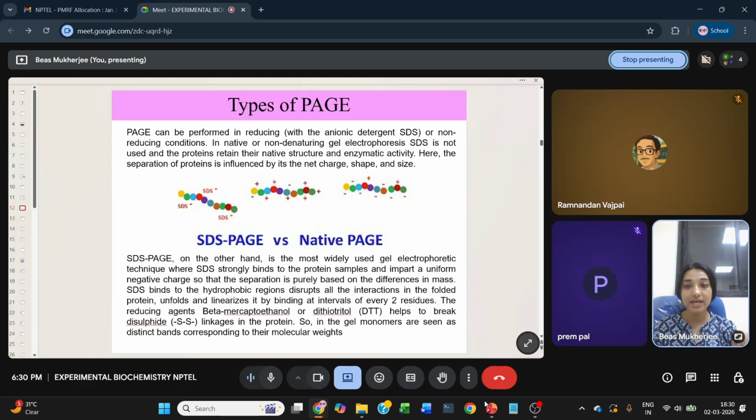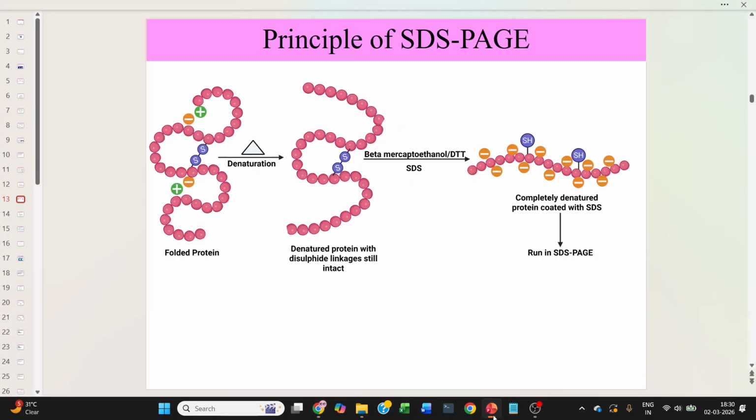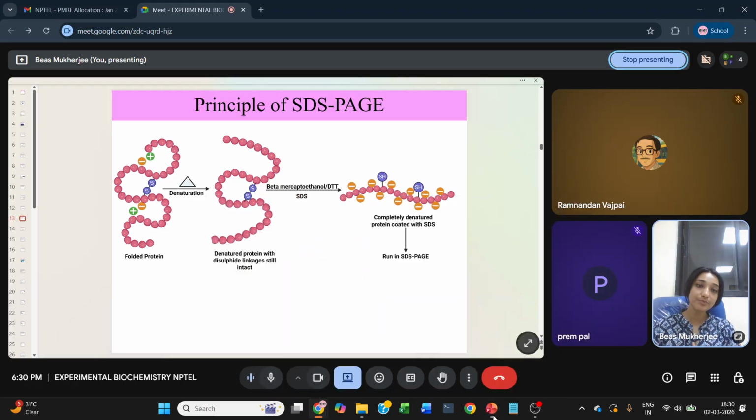The reducing agents beta mercaptoethanol and dithiothreitol, or DTT, are used to break the disulfide linkages if they are present in the protein, so the monomers are seen as distinct. In the gel, the monomers of the proteins are seen as distinct bands corresponding to their specific molecular weight.